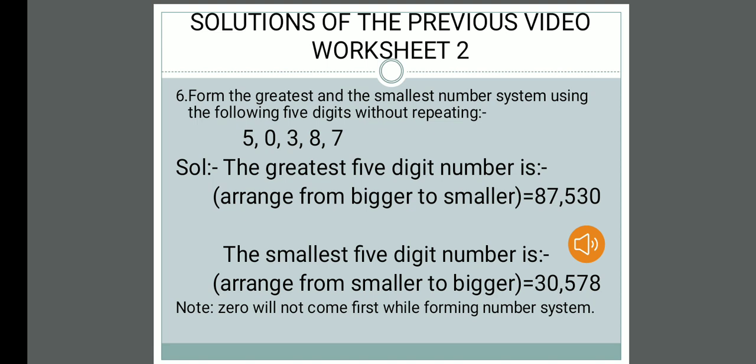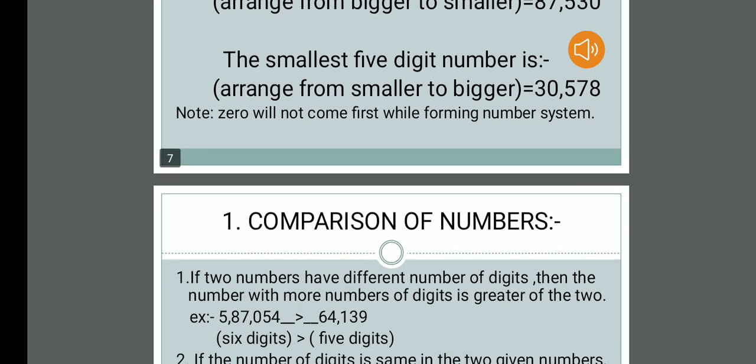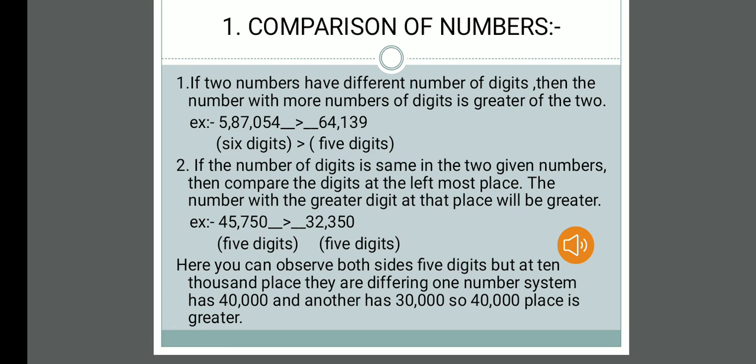30,578. So here the important note is, while arranging the numbers from smaller to bigger, 0 will not come first while forming the number. So instead of that, I have to take the next lesser number first. So I have taken 3 as first and 0 as next. So it will become 30,578, the smallest 5 digit number. Hope it is clear, all the solutions for the worksheet of video 2.